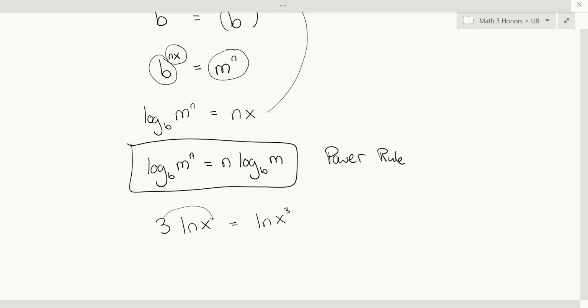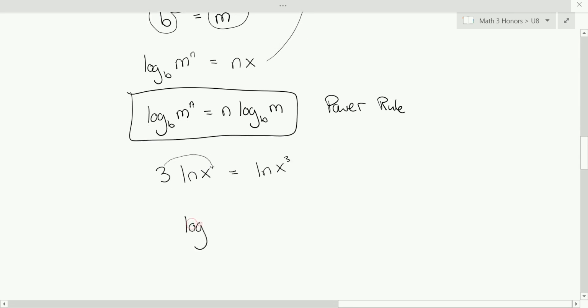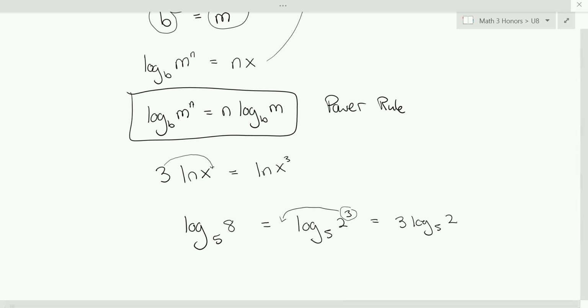What's the base of natural log? E. Or if I have log base 5 of 8, I could say, well, that's equal to log base 5 of 2 to the 3rd power, which is, now using my power property, I could take the power here, move it in front of the log, and say that, well, that's 3 log base 5 of 2. That's the second rule.